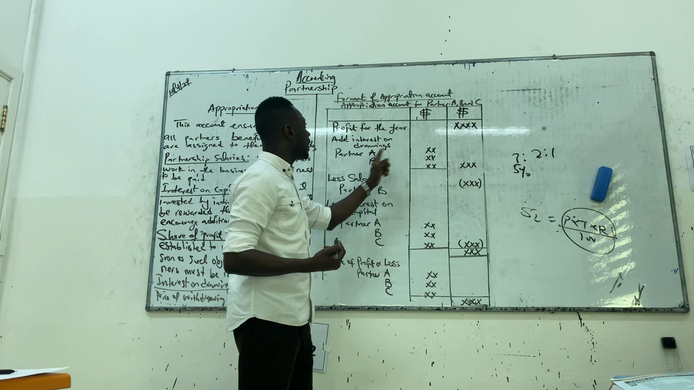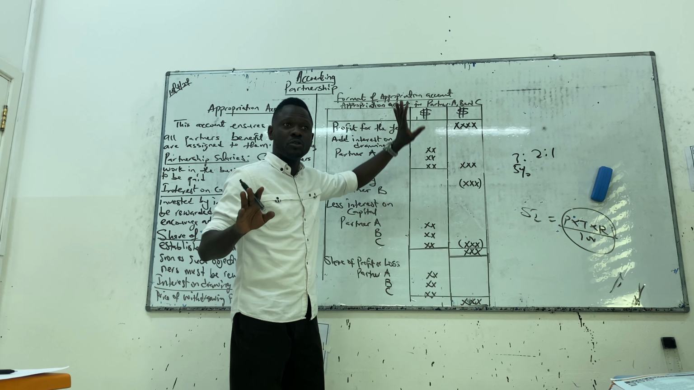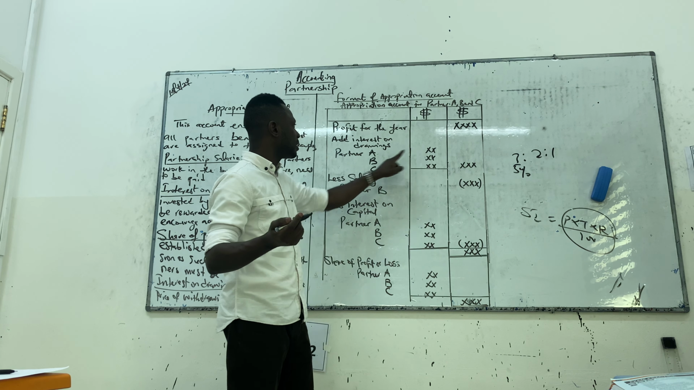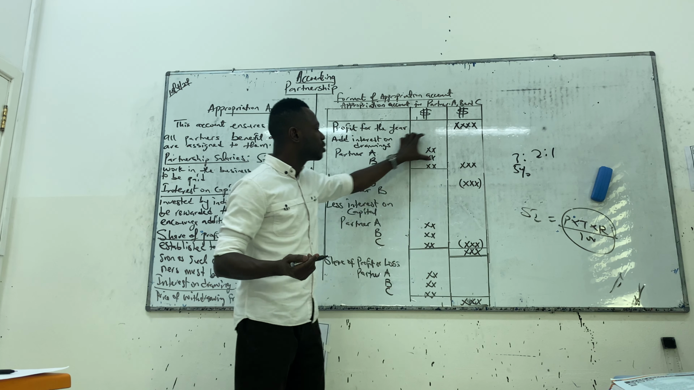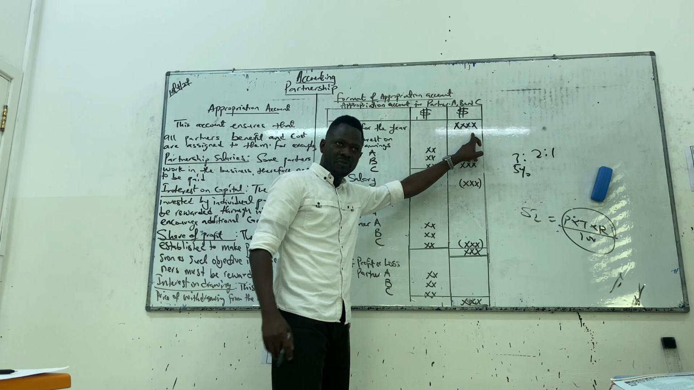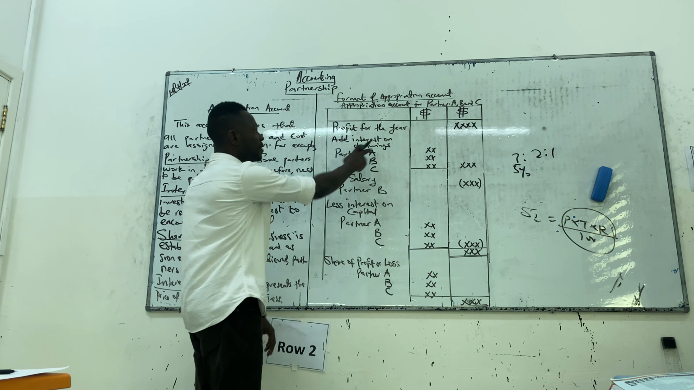So this is an appropriation account for partners A, B, C; we don't have names, we use A, B, C. So partner A has withdrawn a certain amount of money, is paying interest. Partner B too, and C. So the total amount of interest paid on drawings will be added to the profit. Is it clear? Yes. That is adding interest on drawings.